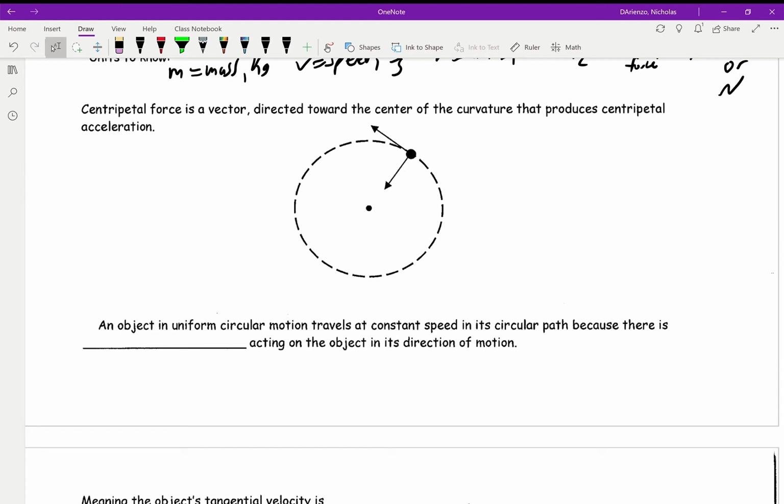Centripetal force, as any force, is a vector quantity, and it's directed toward the center of the curvature that produces the acceleration. We can show this as our F sub c directed towards the center of the circle. And that's what we have right here: center of circle. On this little dot here, this is going to be some type of body that has some kind of mass.